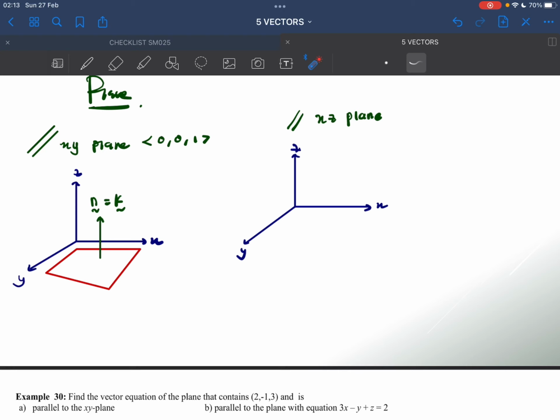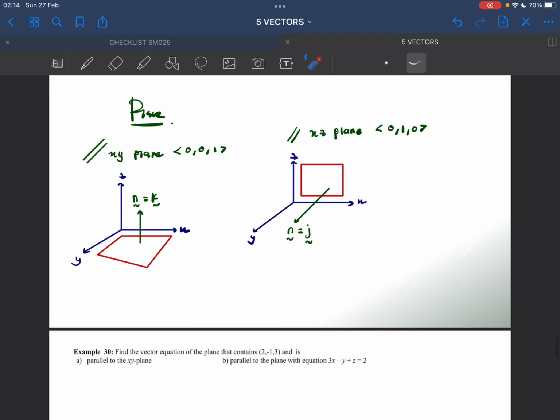Okay, x, z plane. So your plane is somewhere there, somewhere here. So your normal will be parallel to the y-axis here. So here is your normal, and your normal for this is going to be equal to, what is your y? j. Okay, only j. As a vector, we can also represent it as 0 1 0. Okay, only j that we have here. That is for a plane that is parallel to the xz plane.